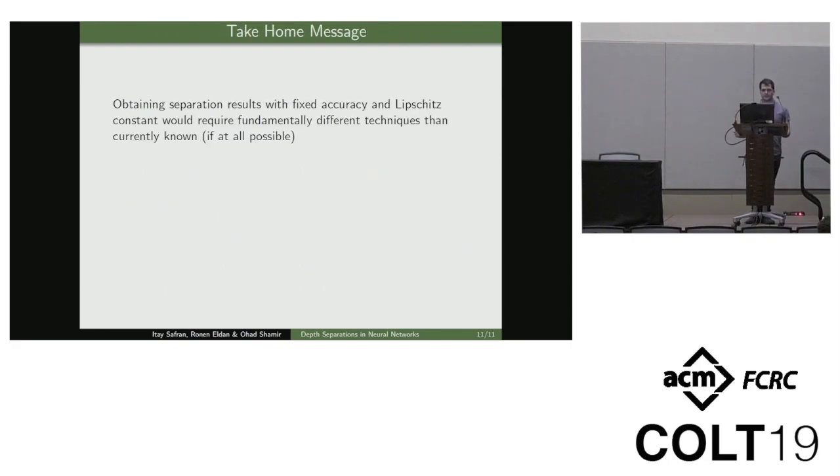So to summarize this talk, the take-home message is that if we want to show separation results between depth 2 and depth 3, and we want the dependence on the input dimension to become exponential, with all other quantities fixed, then we will need to consider fundamentally different techniques than the ones that are currently known, if such a result is at all possible.